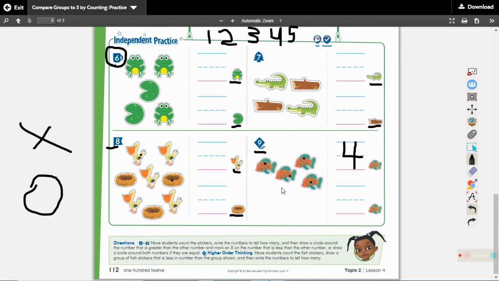So we've counted the fish stickers. Now we need to, down here, using dots or X's or whatever, draw more fish. But these fish have to be less than this number. So here's the 4. Look at the 4 up here. You need to draw a number that comes before 4, that's less than. So go ahead and draw those and write that number right here, whatever number it is that you draw.